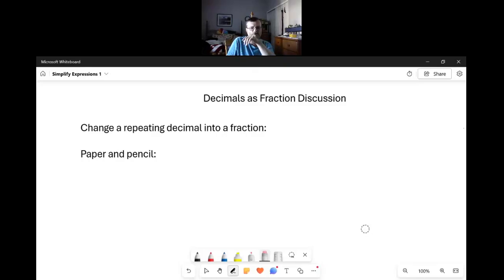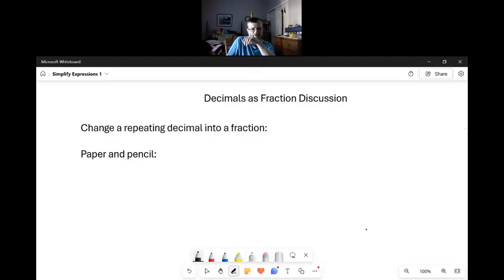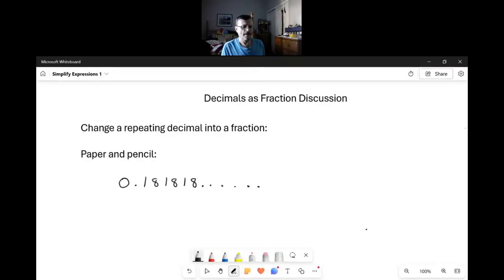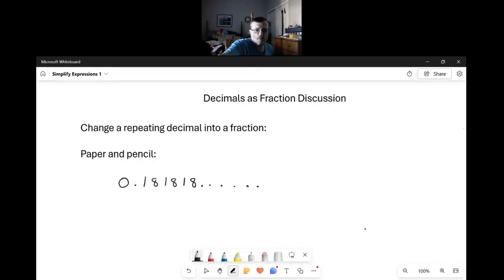Okay, so let's say we're dealing with a repeating decimal. Let's say we have something like this, 0.181818. And if there's dots like this, it means it's repeating in that sequence, 18181818. How are we going to change this into a fraction? So this is what we're going to do.